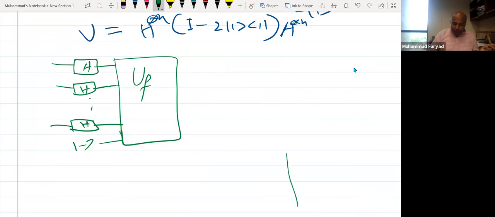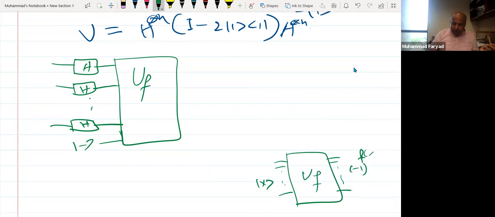So if I draw it separately, this UF works like this. If the input state is x, the output is minus one power f of x, x, where this f of x is one if this x is a solution, or if this x is what we are looking for, and f of x is zero if x is something that we are not looking for. So I'm not going to draw this auxiliary bit here, so it's already assumed to be present.